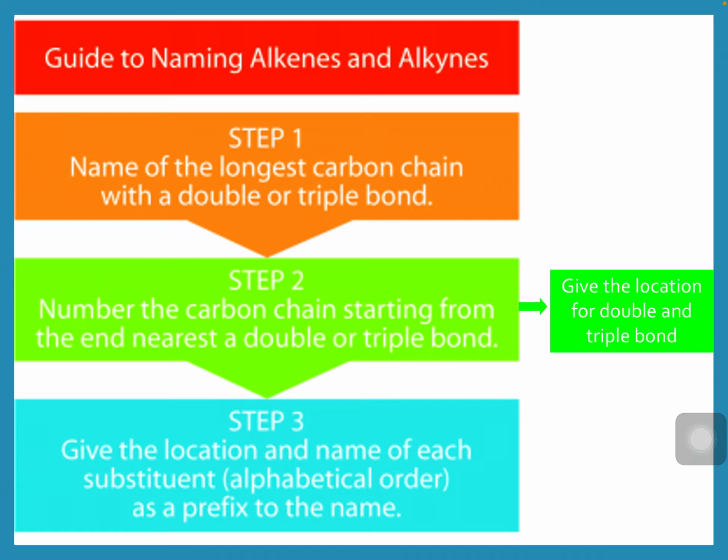So this time we're not going to care about the substituents that are added in terms of numbering. We will do our numbering based on having the lowest number for our double or triple bond, and then we will use those numbers for the locations of any substituents we have.